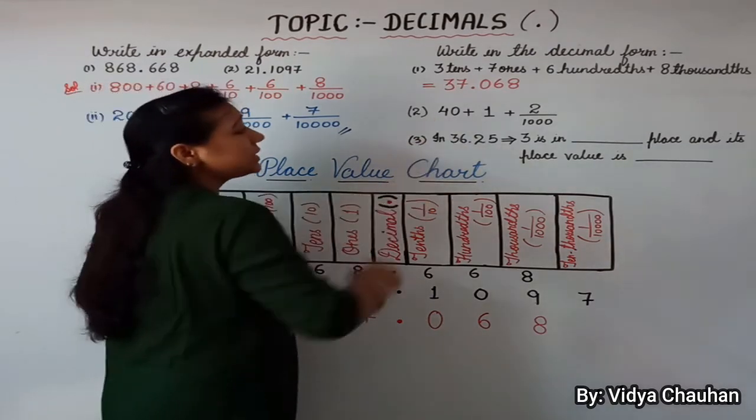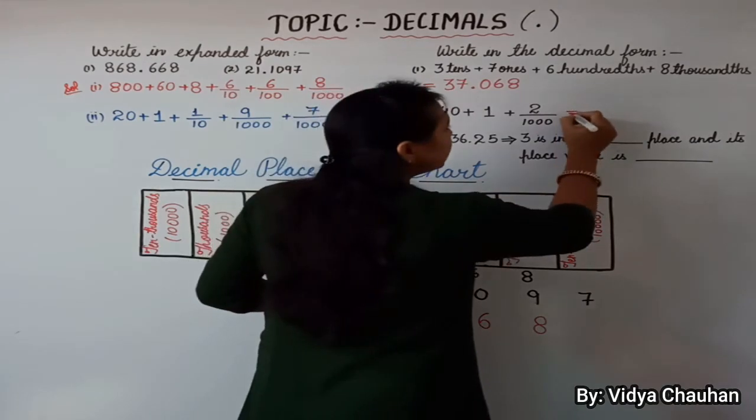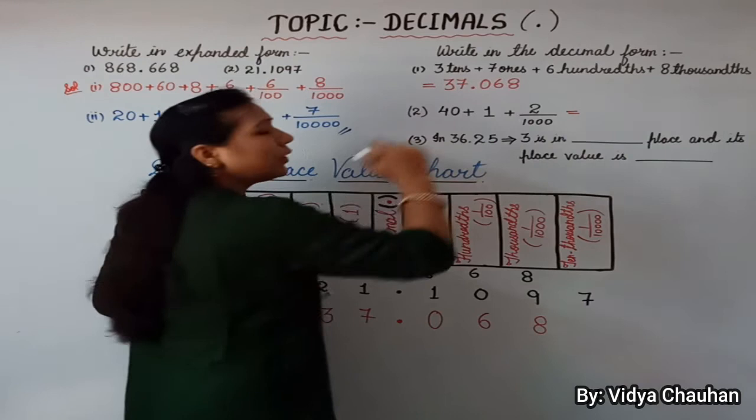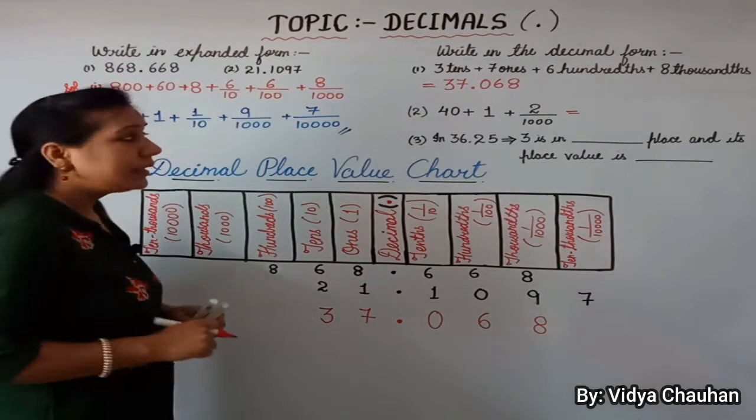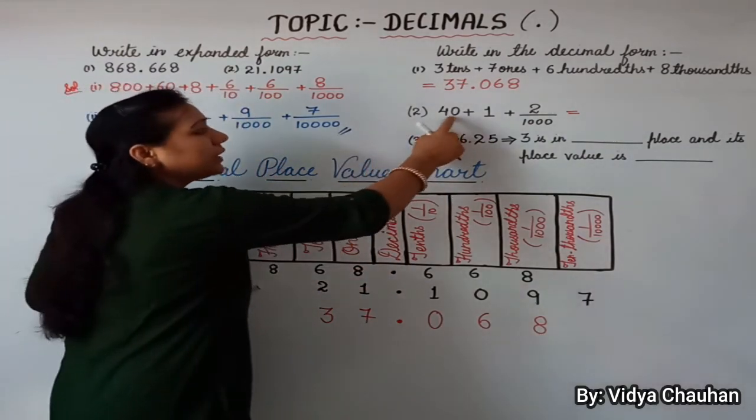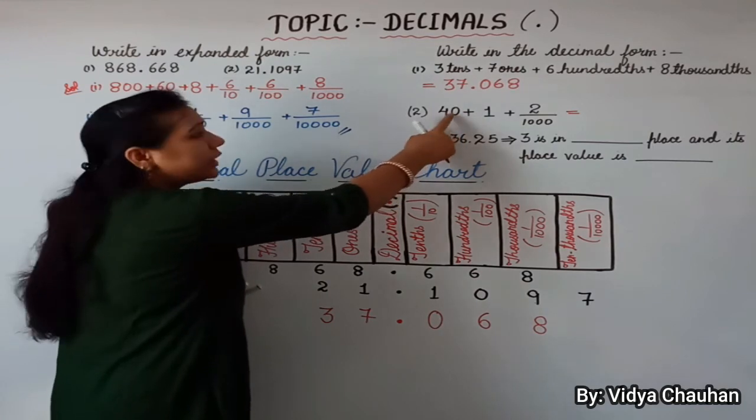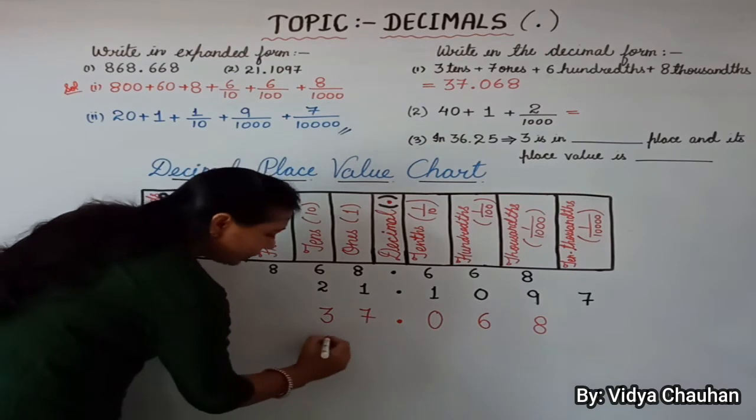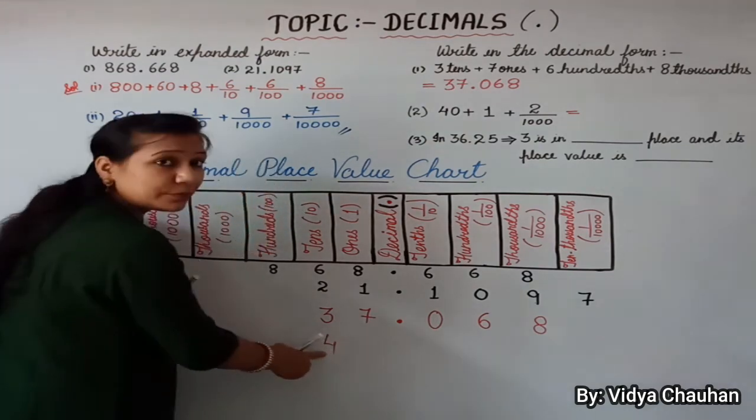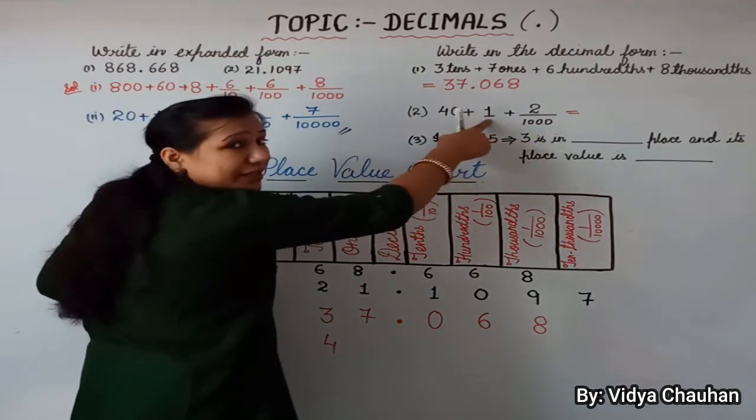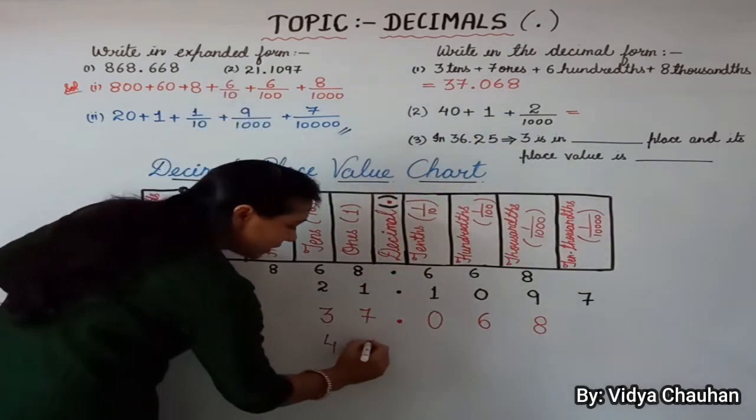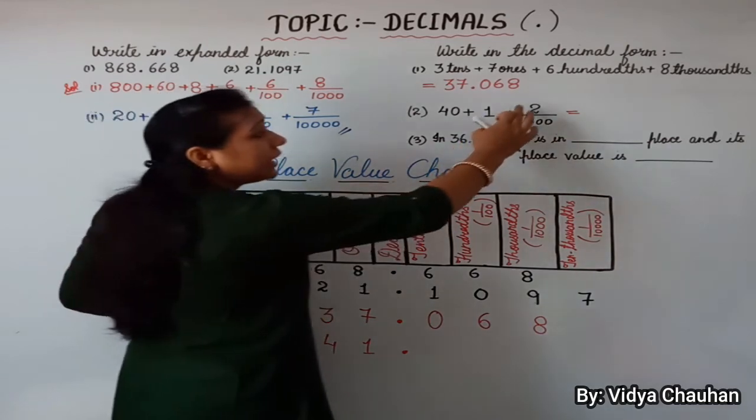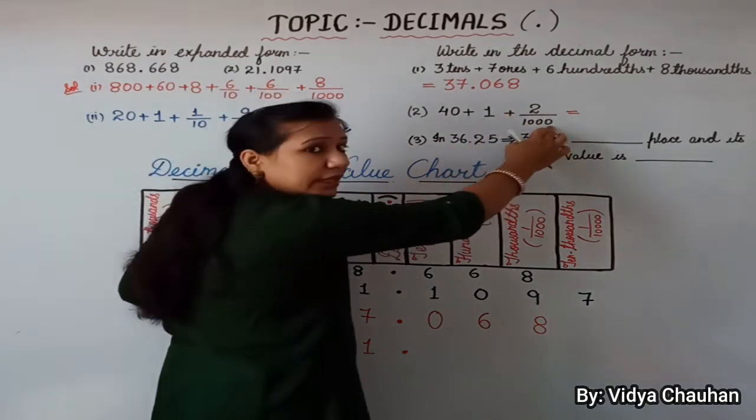Now the second part is, once again, it is given to you 40 plus 1 plus 2 upon 1000. That means 40, 4 into 10. It means 4 is at tens place digit. So I will write 4 here at the tens place. What is the digit at ones place? 1. So this is 1. Then a decimal. And after that, 2 is at thousandths place.